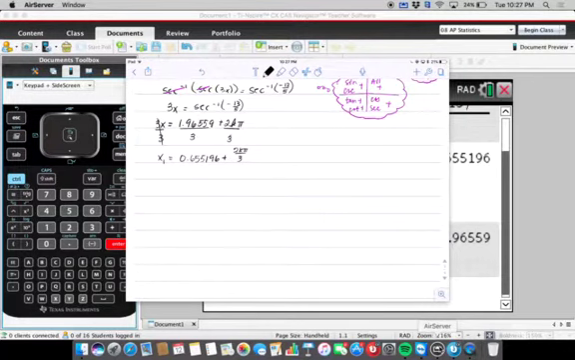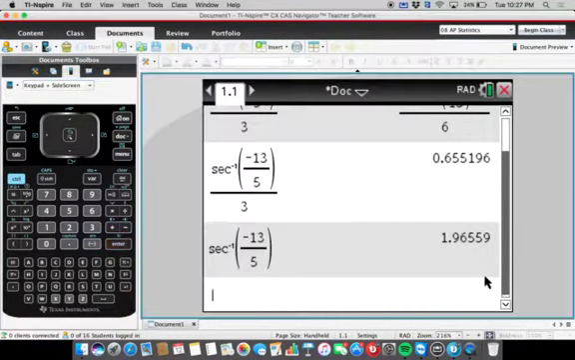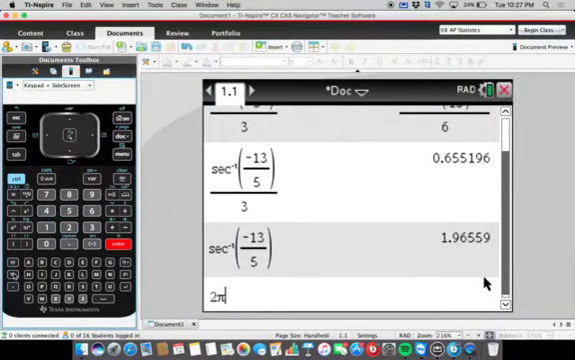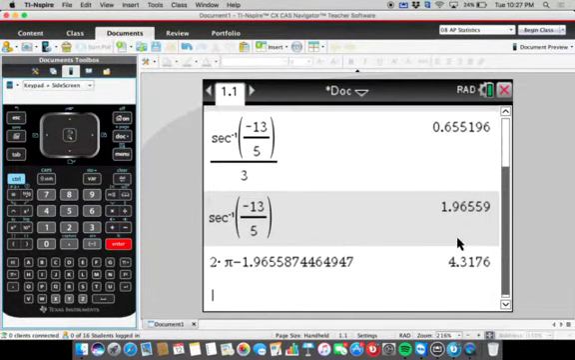Now, for the second one, remember that we have to take our angle, which in this case was 1.96559, and subtract it from 2 pi. So if we do 2 pi, and remember pi is over here, 2 pi minus the angle that we got, and click enter, we get 4.3176. That's the other angle that we work with.